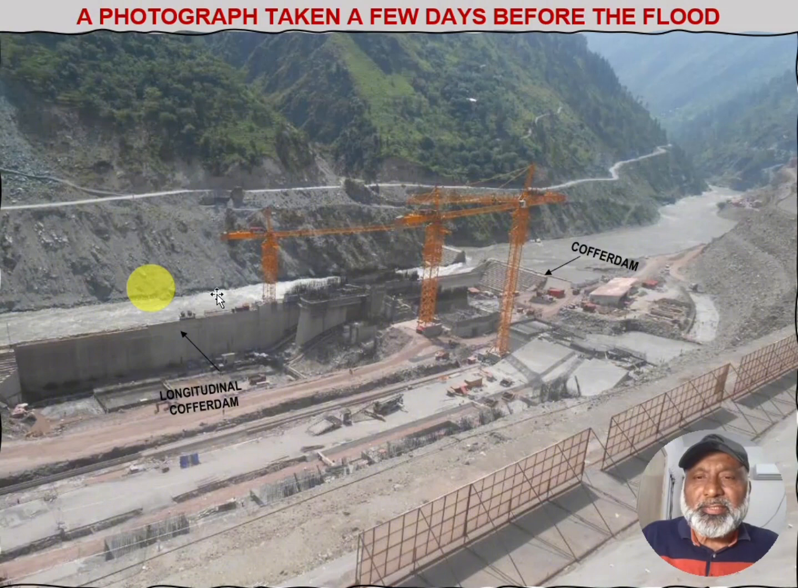In this picture, you can see this is the upstream cofferdam. Water of the river has been diverted towards the right side. This is the longitudinal cofferdam. So this area has been isolated from the water, so working is possible in this area. Water has been diverted with these two cofferdams, the upstream cofferdam and the longitudinal cofferdam.